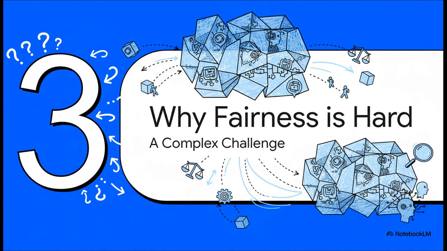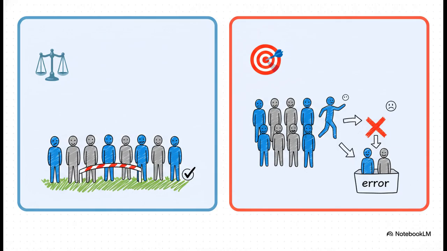Okay, so if we know all this, if we see these biases, why can't we just fix them? Well, the problem is that defining what fairness even means for an algorithm is way harder than you'd think. Just think about it. There are these two competing ideas of what's fair. On one hand, you have what's called demographic parity. That basically means making sure the outcomes are equal, like the same percentage of loans get approved for every single group.